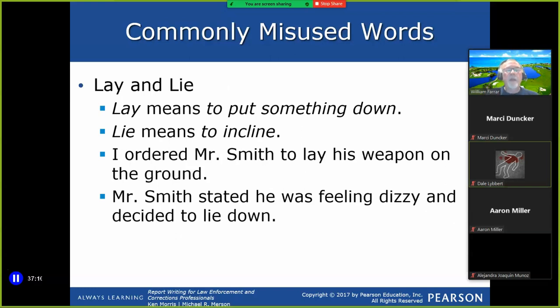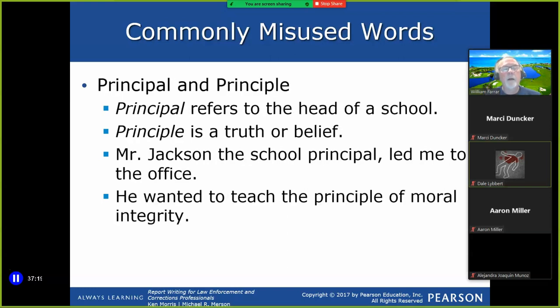A lot of people mess these up. Lay means to put something down. Lie means to incline, like lie down. Okay. Principal and principle. I mean, they're kind of interesting. The principal, if you will, refers to the head of a school, and principle is a truth or a belief.